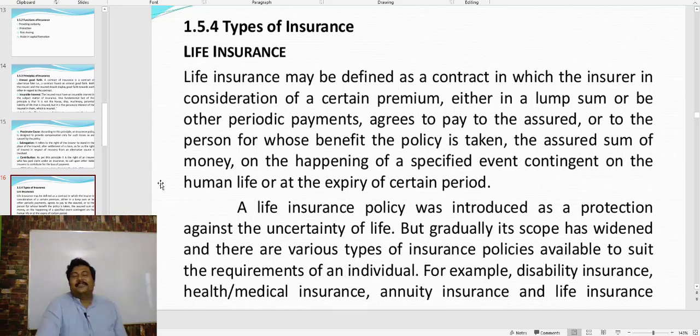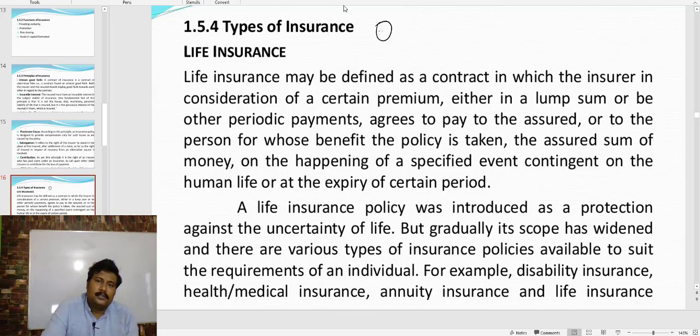So what is life insurance? Life insurance is actually assuring your life, so that if something happens to you, then after that mishap, a particular assured sum will be given to your representative. And when nothing has happened to you, then after the time of maturity, you will get the amount.